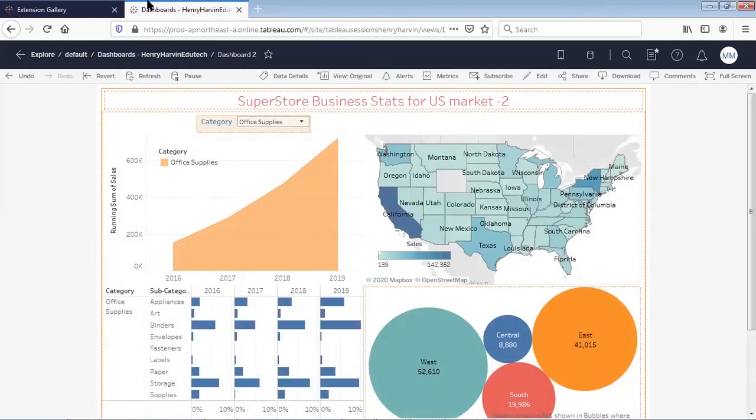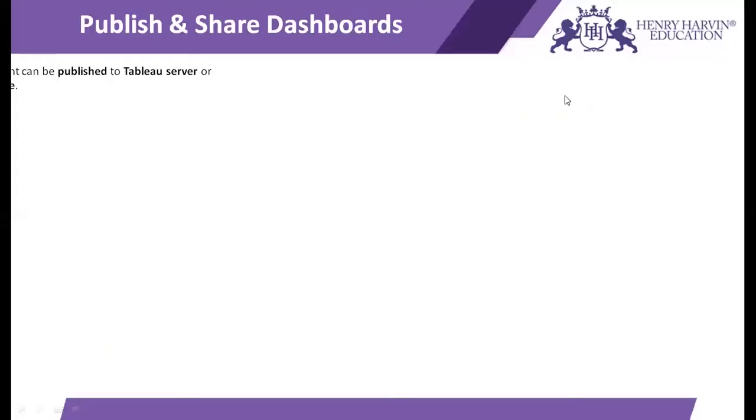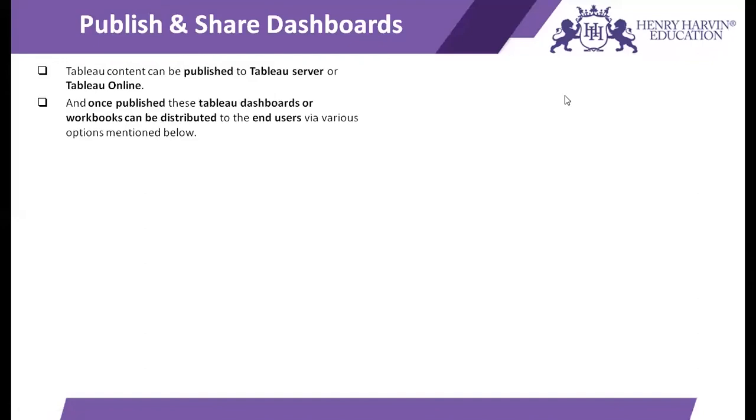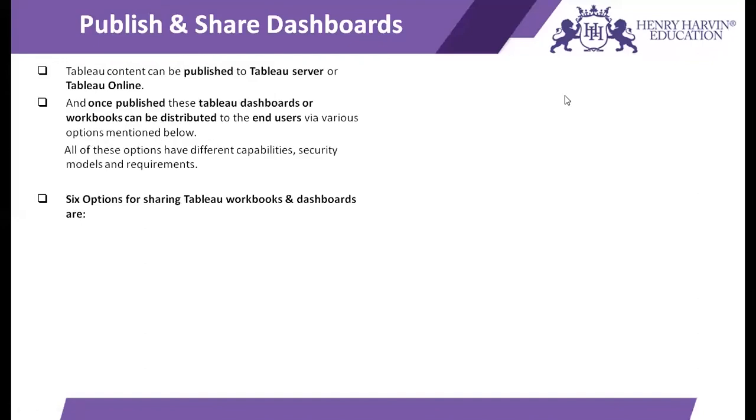So now let's see the next way of sharing the dashboards. Since I have given you an overview, let me show you all the steps involved in publishing and sharing the dashboard. So over here, we are saying that the Tableau content can be published or shared to Tableau Server or Tableau Online. We have done it using Tableau Online. And once we have published this dashboard or workbook, it can be distributed to the end users, and we have seen how you can distribute these dashboards or published workbooks.